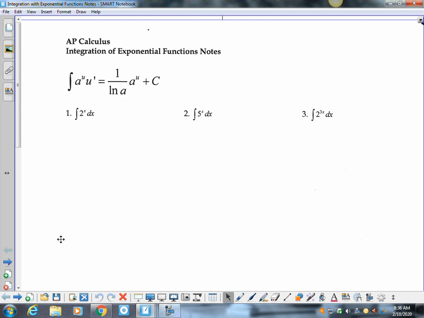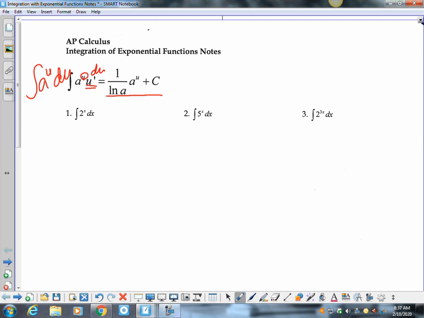So if you look at the rule, your u is the power. So we're still doing u sub, and your u is going to be your power. Now, to be able to do this rule, which we'll get to in a second, I have to have my u prime or my du, same thing. So a to the u du.